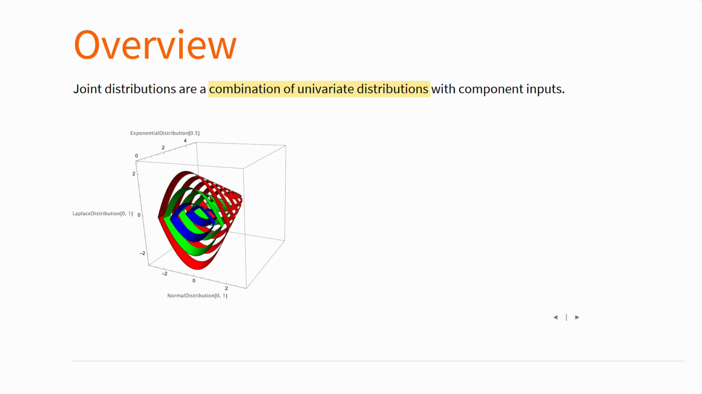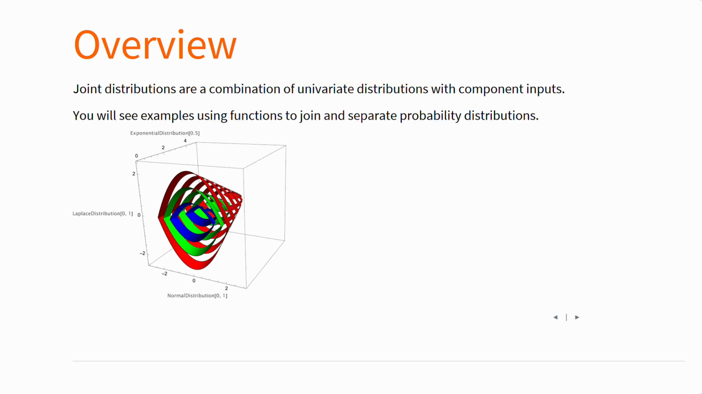So far, there was no easy way to create a distribution of 3 dimensions or higher. Ideally, you would want to join multiple univariate distributions in order to make a more complex multivariate distribution. You'll see examples using functions to join and to separate probability distributions.